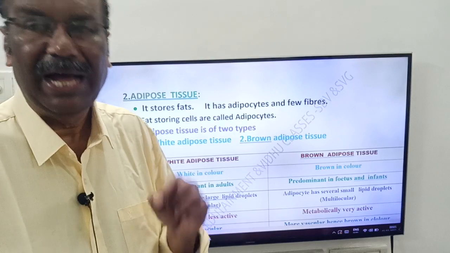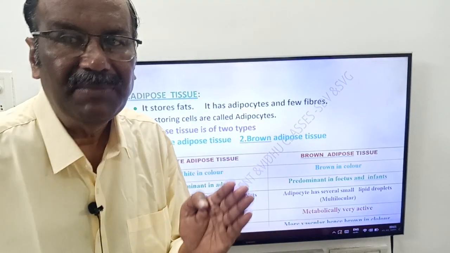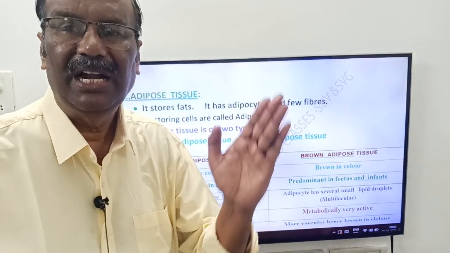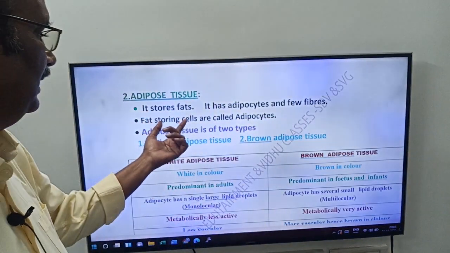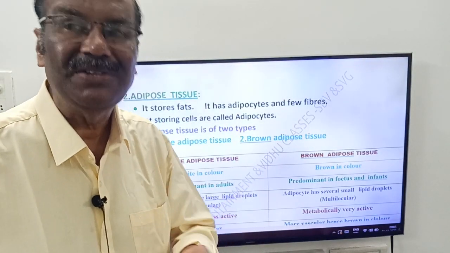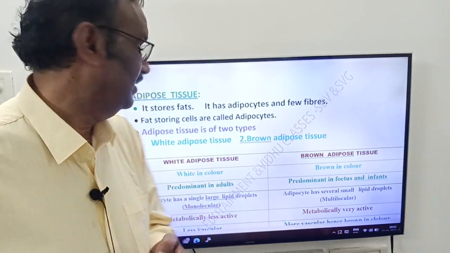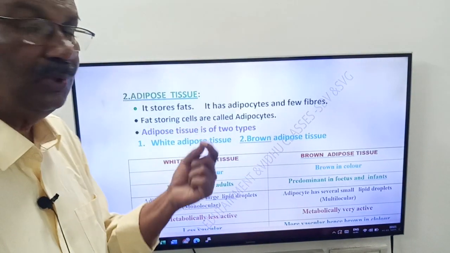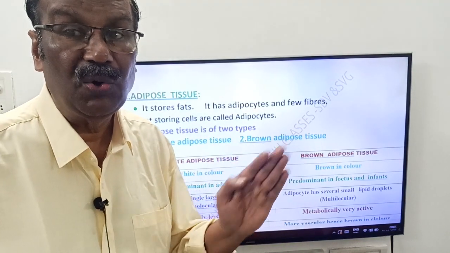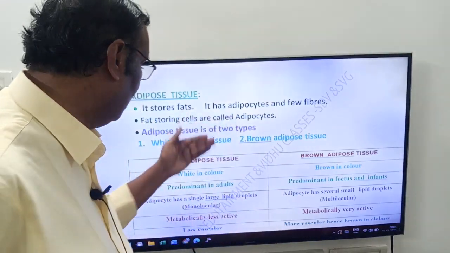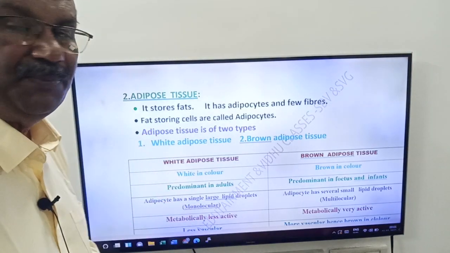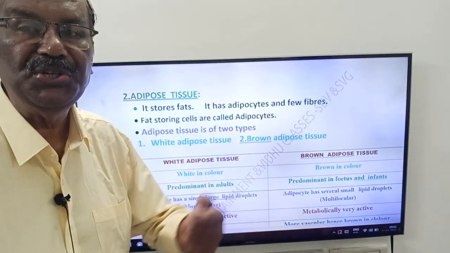And this adipose tissue has cells, that is adipocytes, and few fibers. It has more adipocytes and few fibers, friends. What are adipocytes? Adipocytes are fat storing cells. They store fats, friends. These adipose tissues are of two types, friends. We have one VSQ, friends, one more VSQ. Write difference between brown fat and white fat. Friends, here you have to learn. Adipose tissue is of two types. What are they, friends? White adipose tissue and brown adipose tissue.